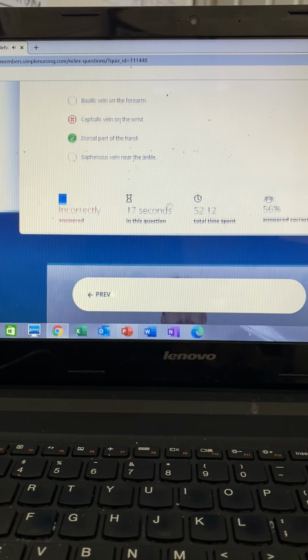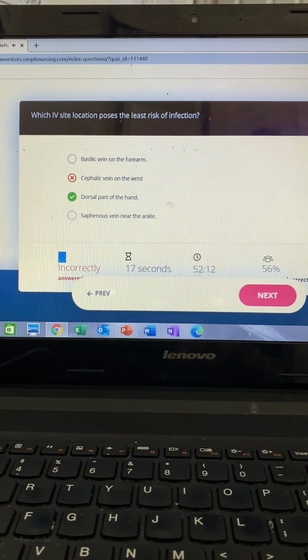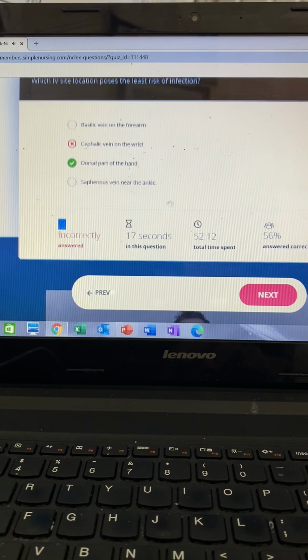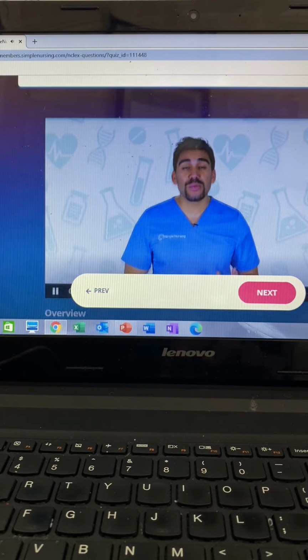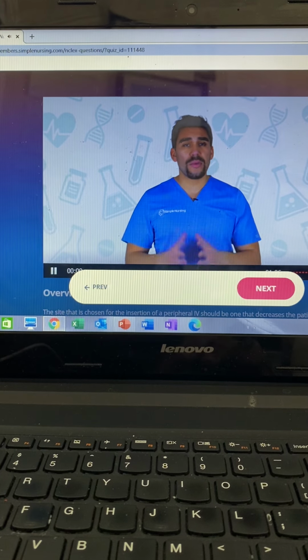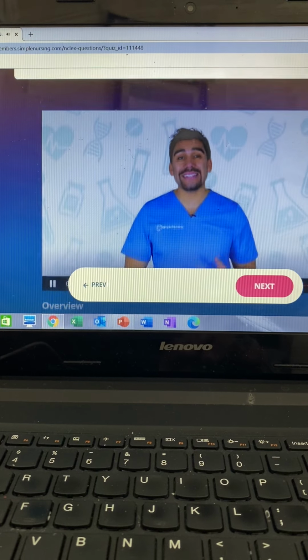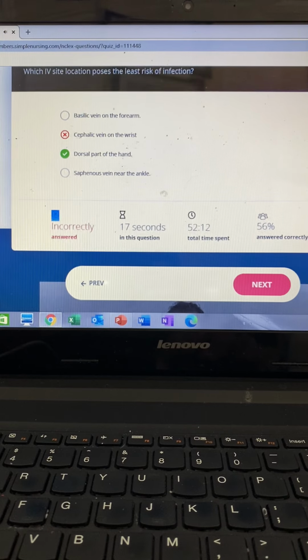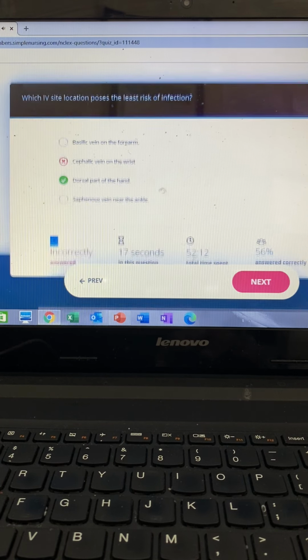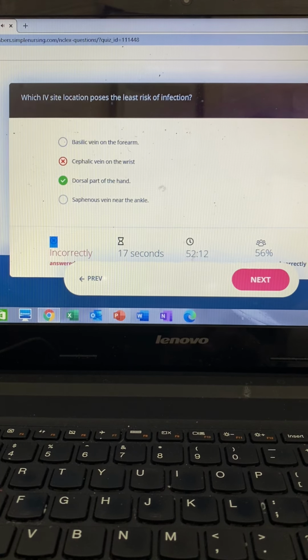Now, using our 3 steps, let's break this down. So this question is asking, choose an IV site for the problem, least risk for infection. So I'm already thinking distal spots and easy access. So the solution we're looking for is a site that involves the least amount of infection risk.